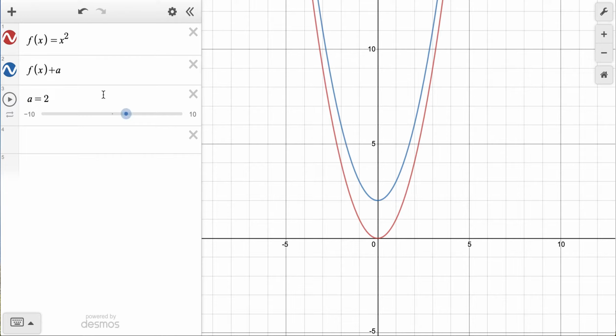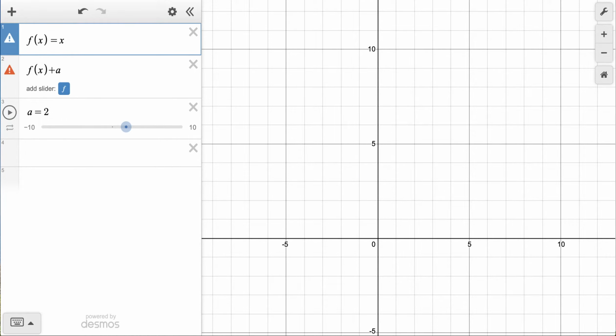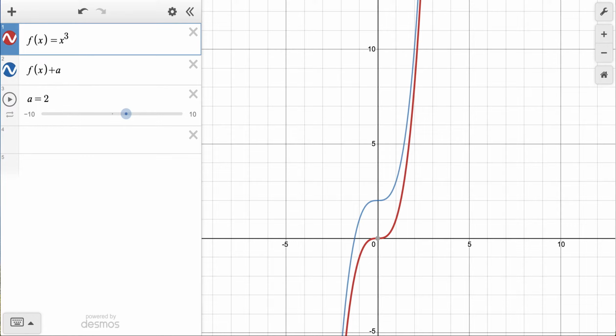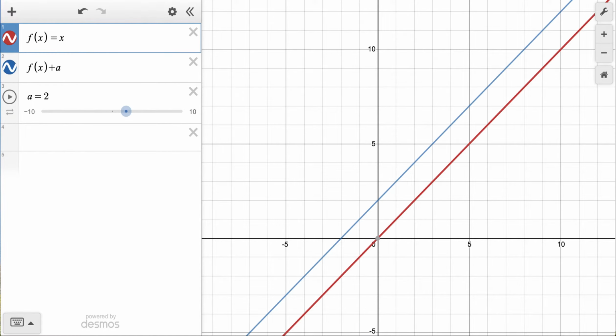Okay, now here's the interesting thing. If I change this from x squared to x cubed, obviously I get a new start function, the red one, but look at f of x plus 2. It's still 2 up from the original function. So that's the beauty of this whole concept: it doesn't matter what the original function is.